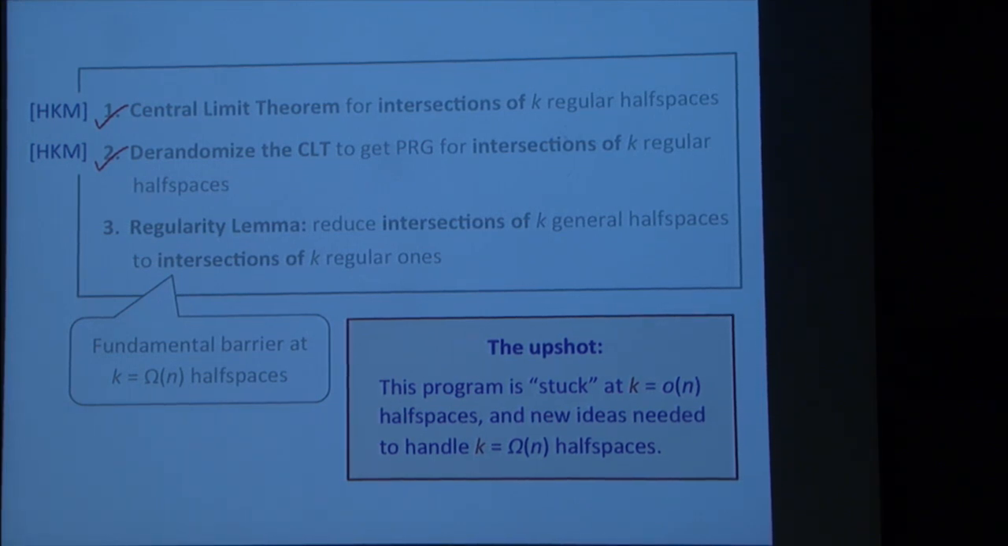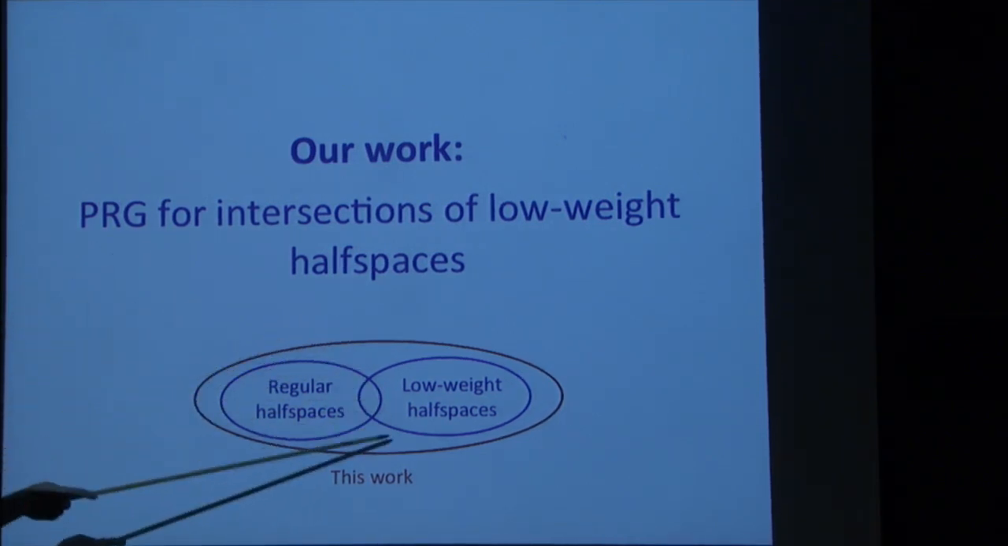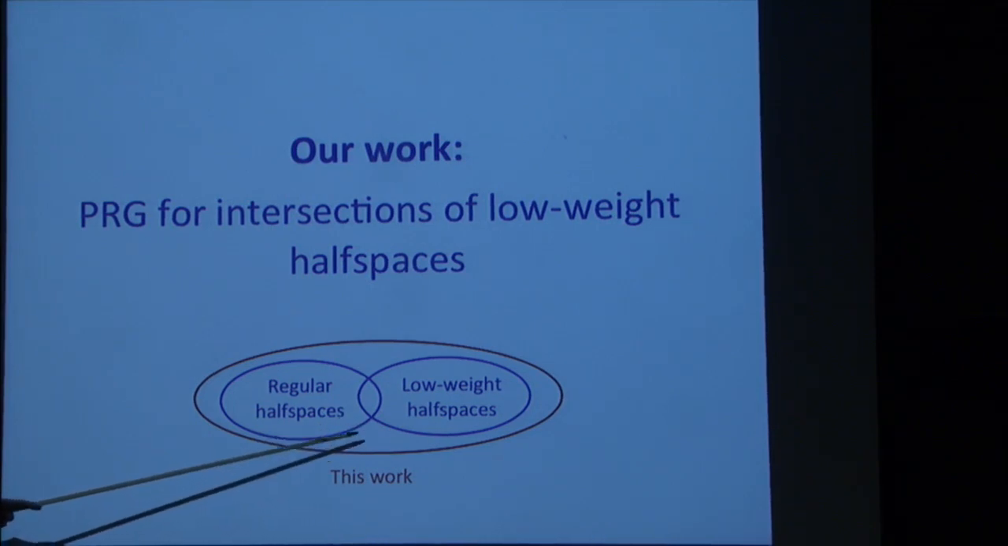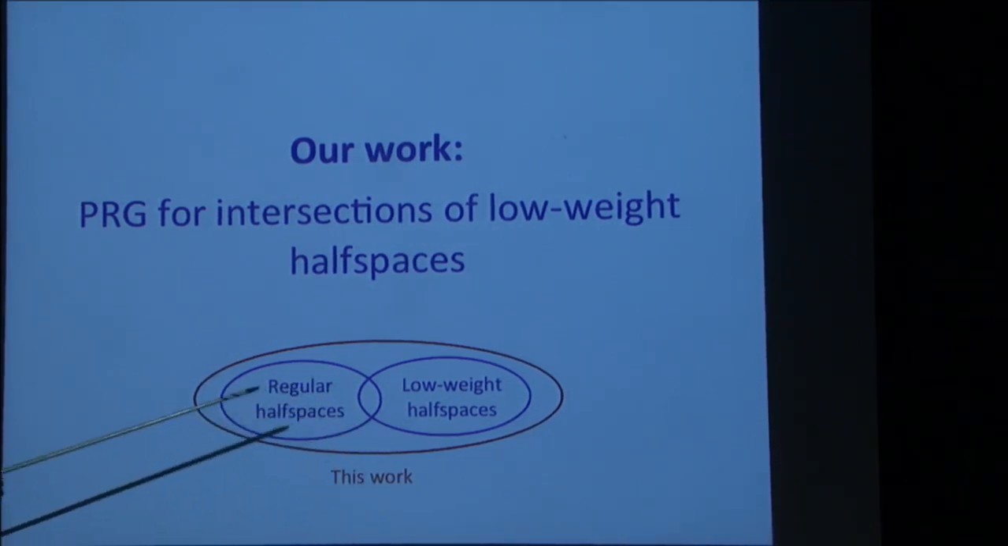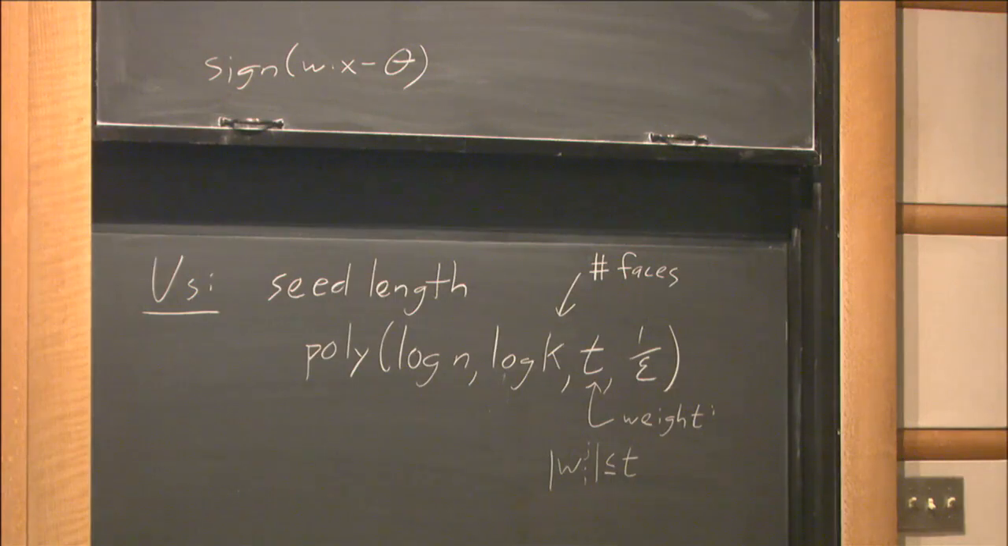And in the remaining time, which looks like a little bit of time, I'll tell you about some of what we did, which is coming up with this PRG for intersections of low-weight half spaces. So at least in some, hopefully non-trivial case, we're going beyond this regularity issue and handling a very large number of half spaces, K half spaces, still with a polylogarithmic dependence.